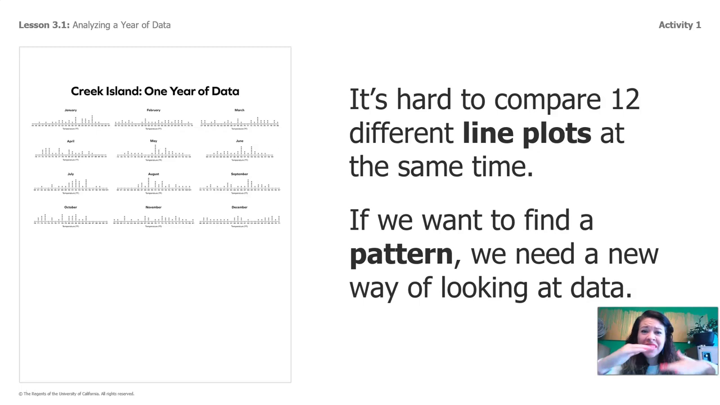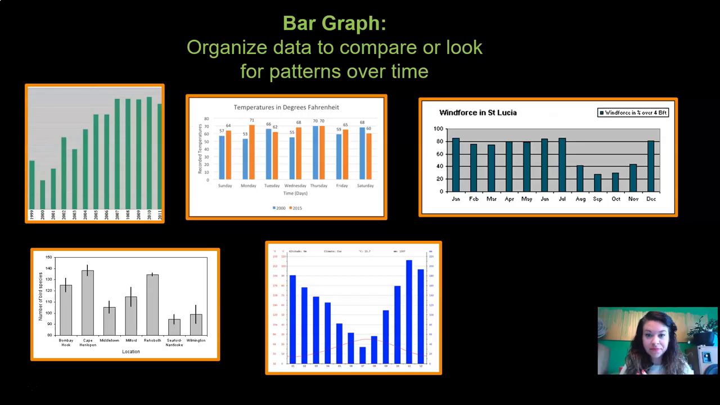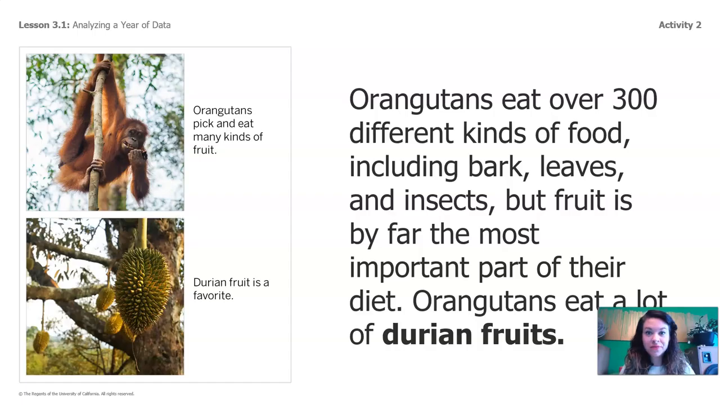If we want to actually find a pattern, we need a new way of looking at this data and organizing it. So today we're going to be using something called a bar graph. Say bar graph. Have you ever heard of a bar graph before? A bar graph is a tool that scientists use to organize data to compare or look for patterns over time. So today we're going to practice making a bar graph, and we're going to collect some data about durian fruits.